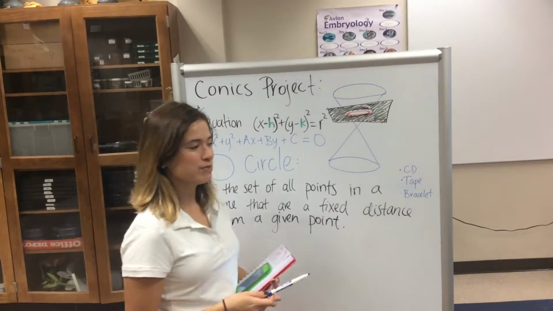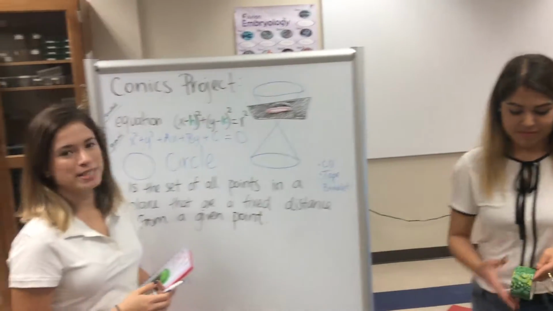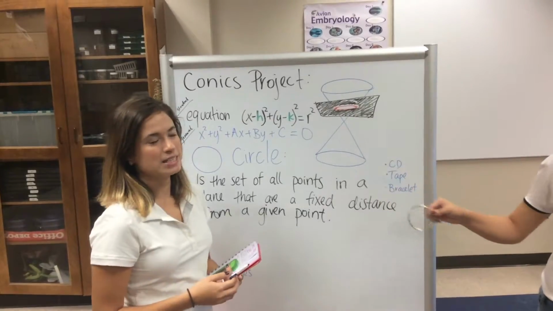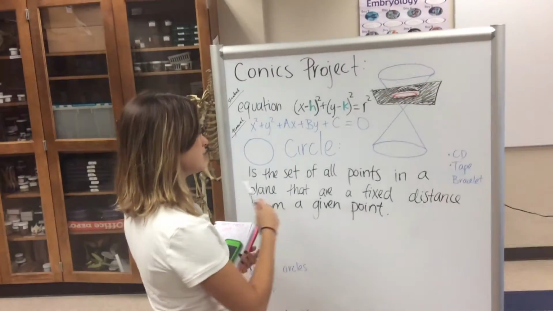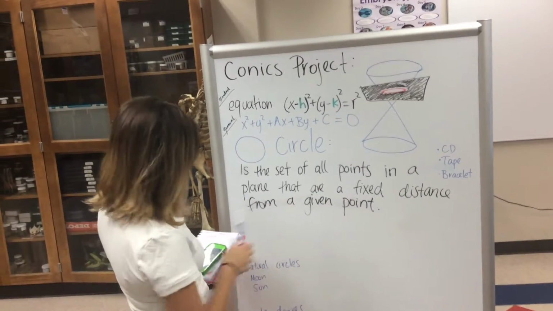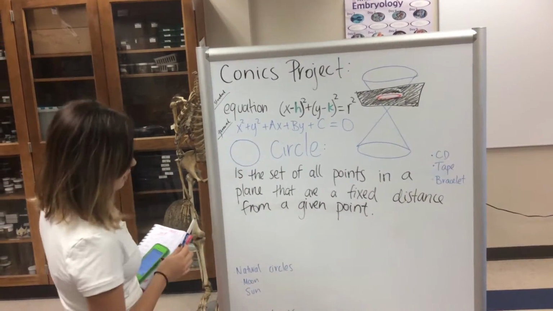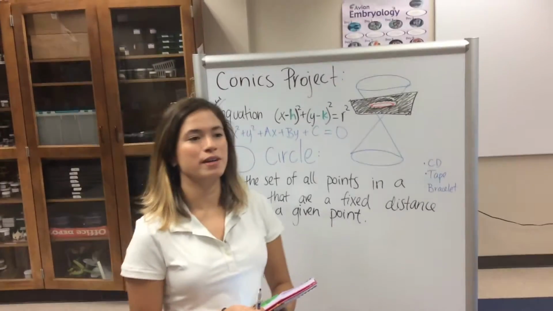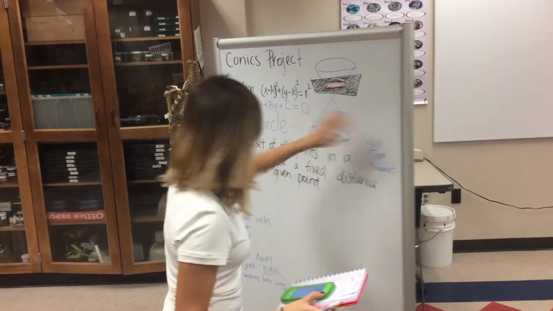Now we have some examples from the real world, which is a CD, some tape, and a bracelet, which are everyday things where we find circles. The definition for a circle is the set of all points in a plane that are at a fixed distance from a given point. Some natural circles from historical events were the moon and the sun. And the word circle derives from the Greek kirkos, meaning hoop or ring.